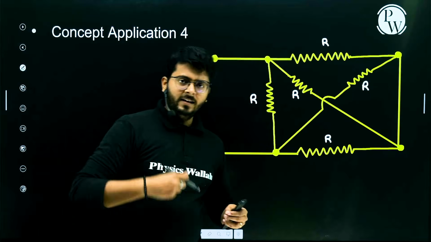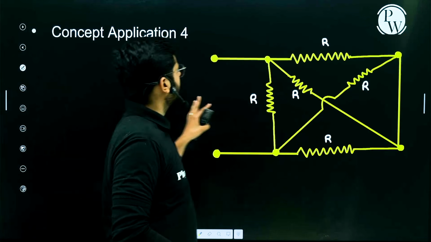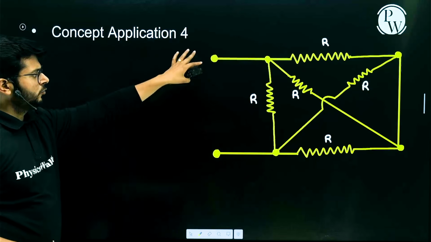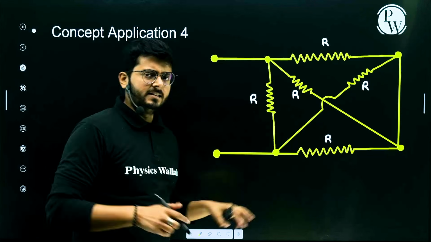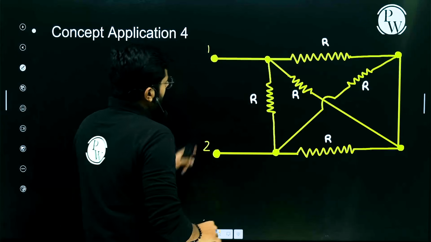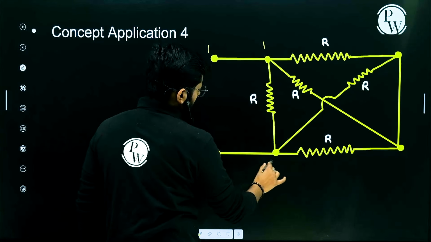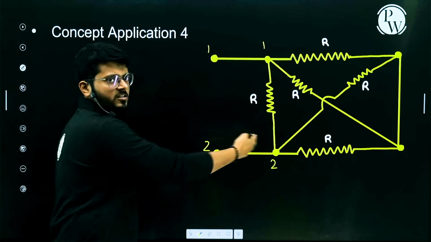Now let us start solving another question on the same concept. You see that we have this kind of circuit, and we have to find the net resistance between these two terminals A and B, right? Very easy. Let's call this point number 1. This is point number 2. There is no resistance between these 2 points. This is also point number 1. This is also point number 2, right? Because there is no resistance here as well.